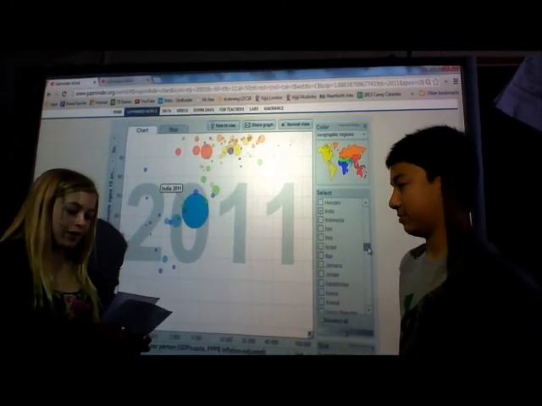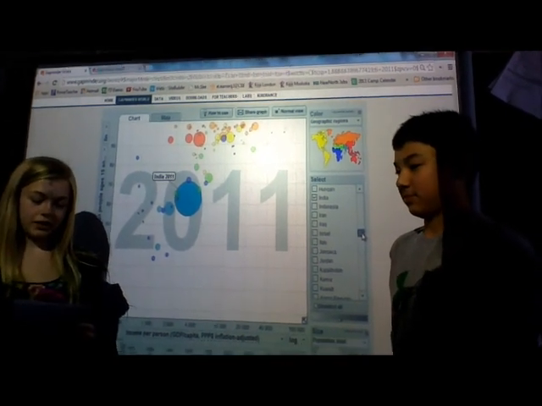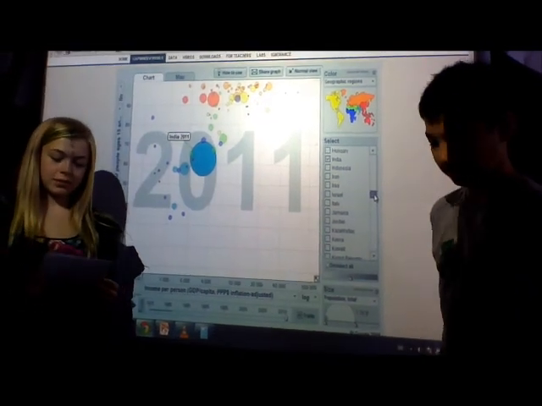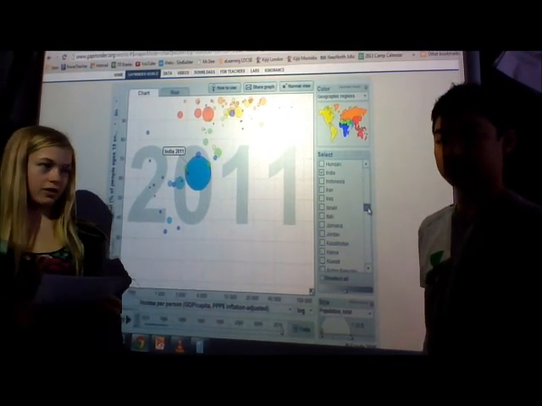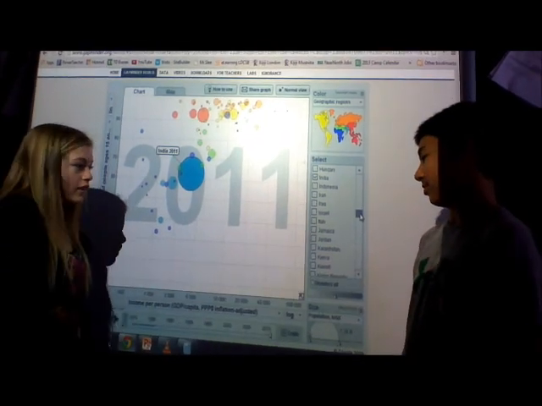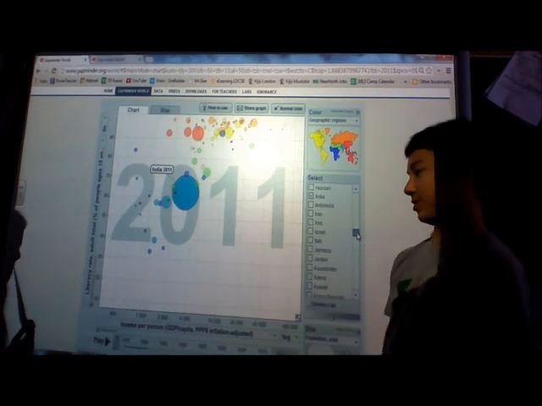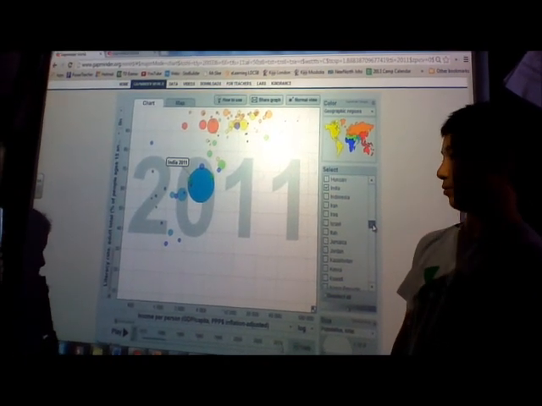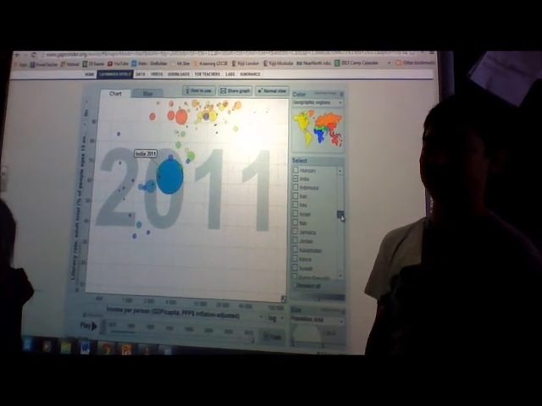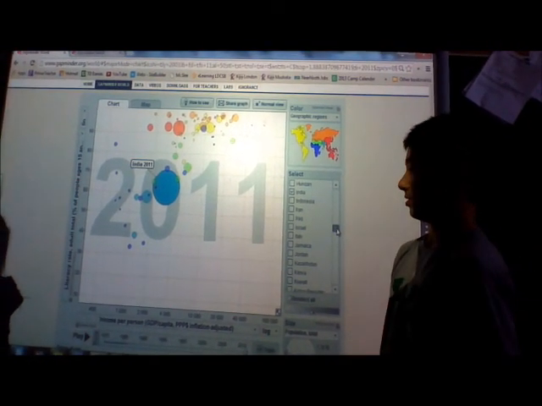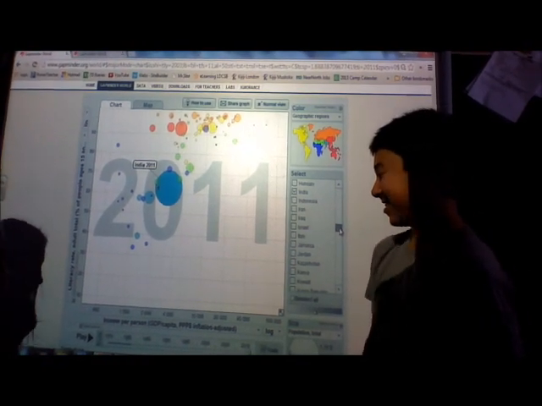Our two variables are literacy and income per person. GDP, income per person, is the amount of money a person makes each year. Literacy is the percent of people that can read in the country. The connection is that the higher the income, the higher the literacy rate. On our x-axis, we have income per person, and on our y-axis, we have literacy rate. And we are following India because it shows a good example of the relationship between the two variables.